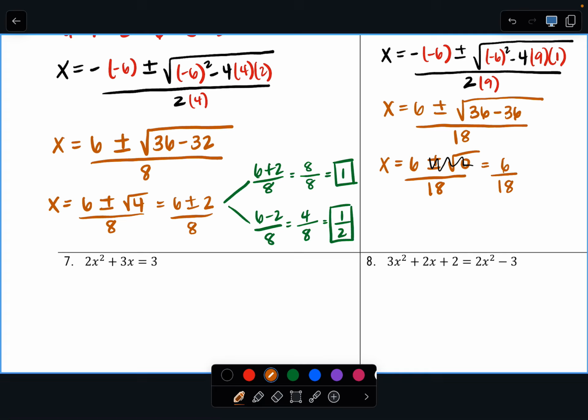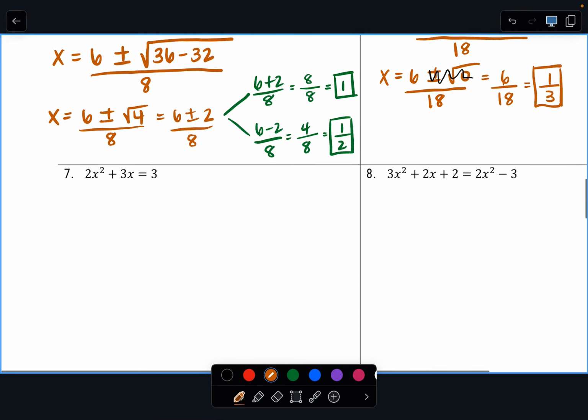Do 6 and 18 have a common factor? What is it? Bigger. 6. There we go. 1 over 3. My question was, what is their common factor, not what is the answer? Their common factor is 6. You can divide the top by 6 and the bottom by 6.